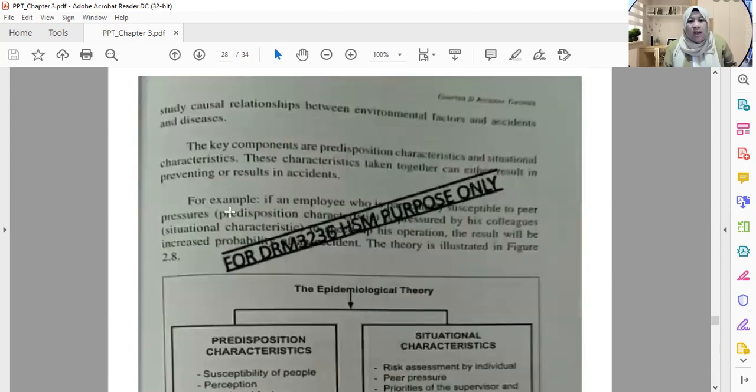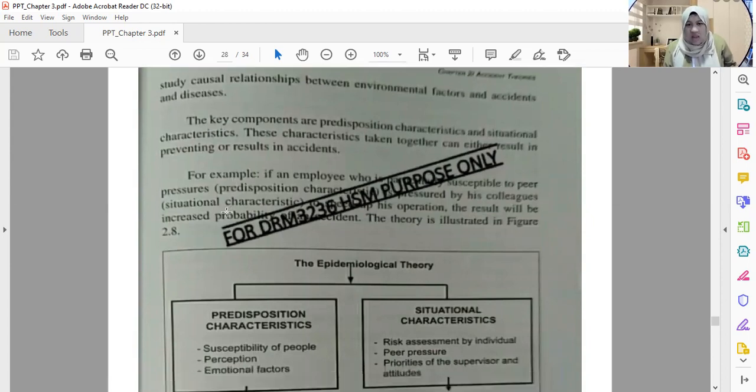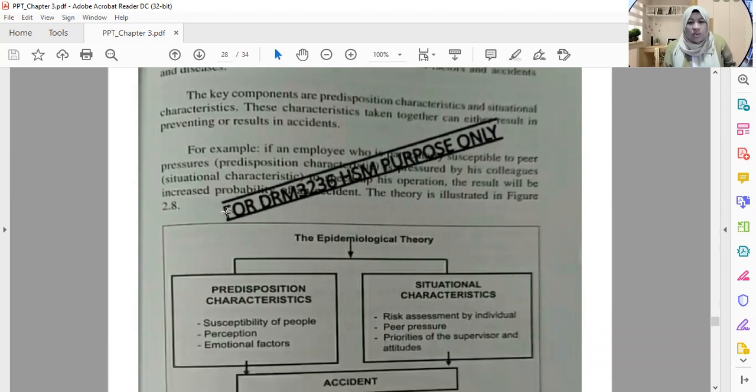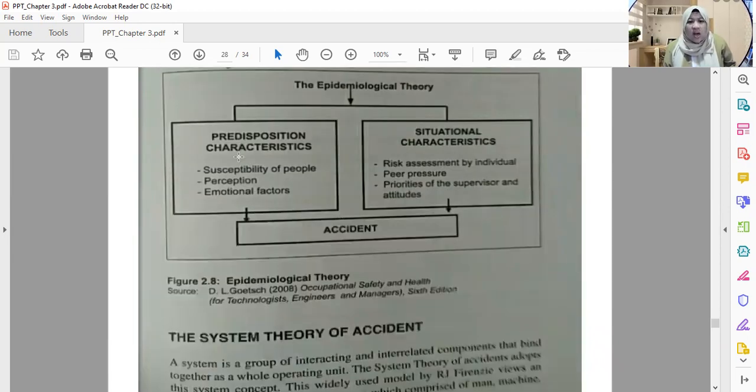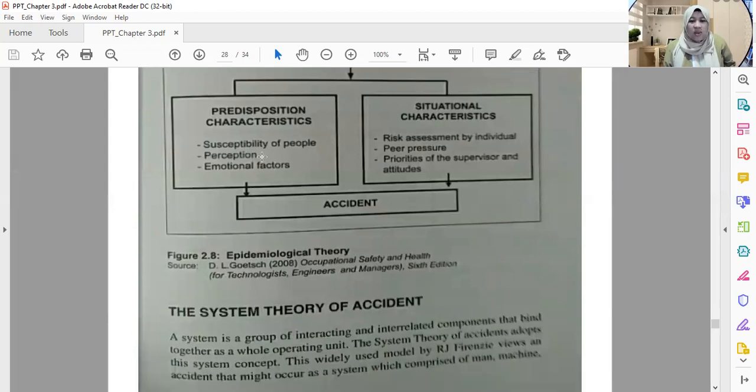Then we have the key components: predisposition characteristics and situational characteristics. Taken together, they can result in an accident. So we have the accident, predisposition characteristics, and situational characteristics. We have susceptibility of people, perception, and emotional factors. And for risk assessment by the individual, we have peer pressure, priorities of the supervisor, and attitude.